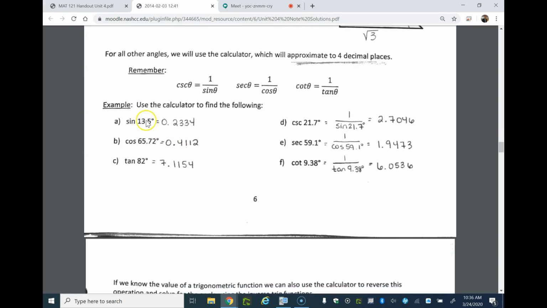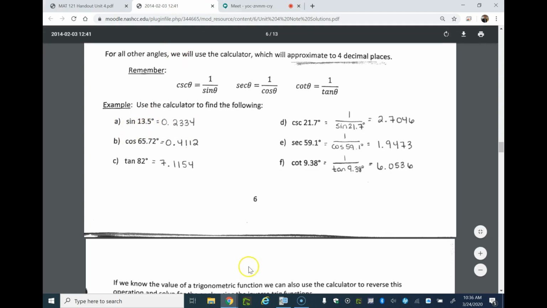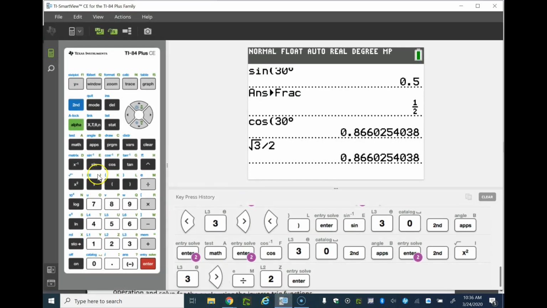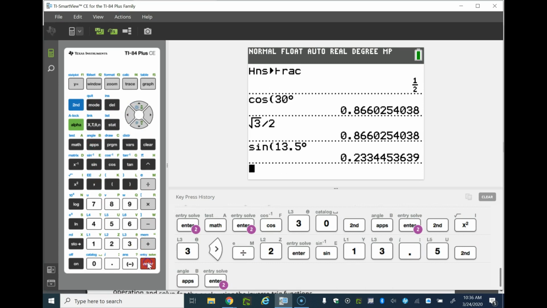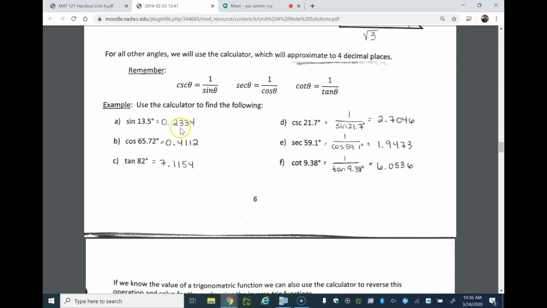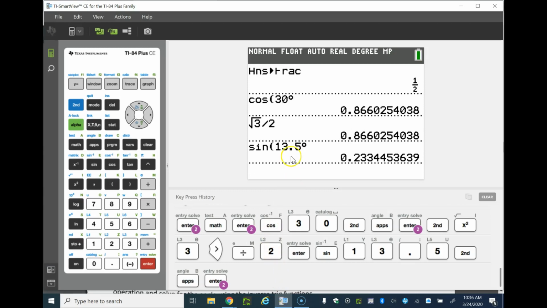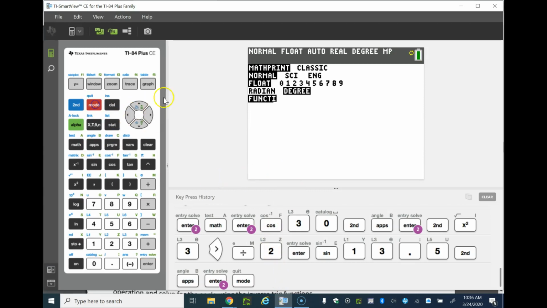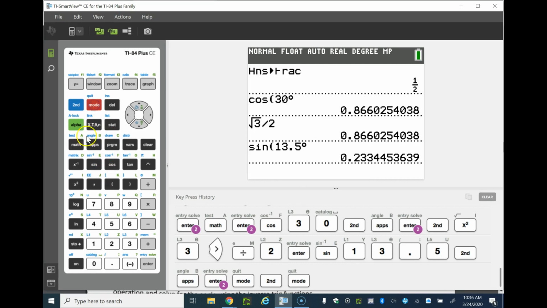For the next part here, we're going to be using a calculator to find the following. This is pretty much straightforward. All you have to do is just put this in your calculator. So just to show you what I'm talking about, sine 13.5, and you get 0.233, which is the answer here, 0.2334.